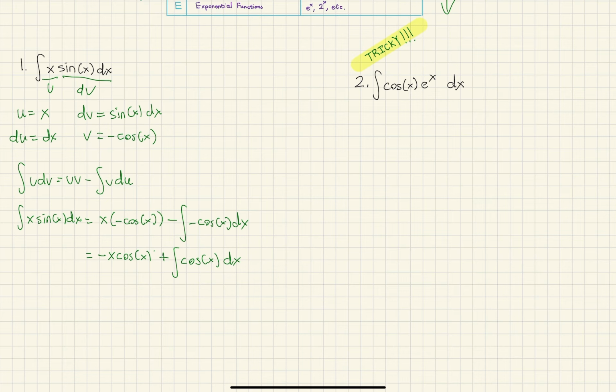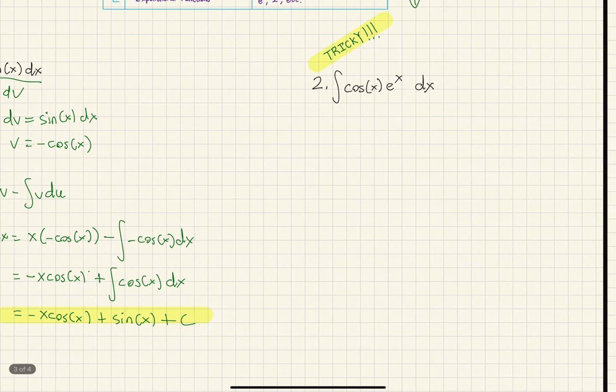Hopefully we know what the integral of cosine x is. It would be negative x cosine x plus sine x plus c. Don't forget the plus c. It is crucial because it is an indefinite integral. And this would be your answer. So knowing this, let's move on to our second example.